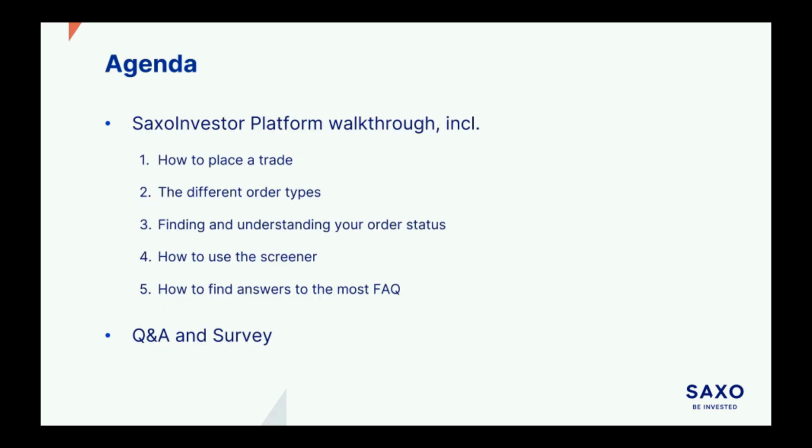Today's agenda is as follows. Christian essentially would walk us through the platform and show us, among other things, how to place a trade, the different order types, including things like market, limit, and stop orders. He would show us how to find and understand the order status and how to use the screener, which is essentially a powerful tool that aids in the selection process by screening out products that do not meet your criteria. Then he would show us how to find answers to the most frequently asked questions on the platform.